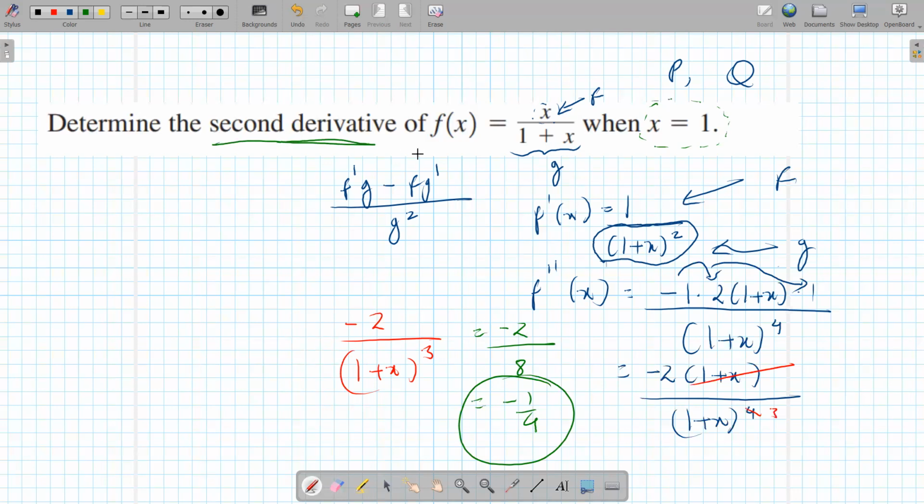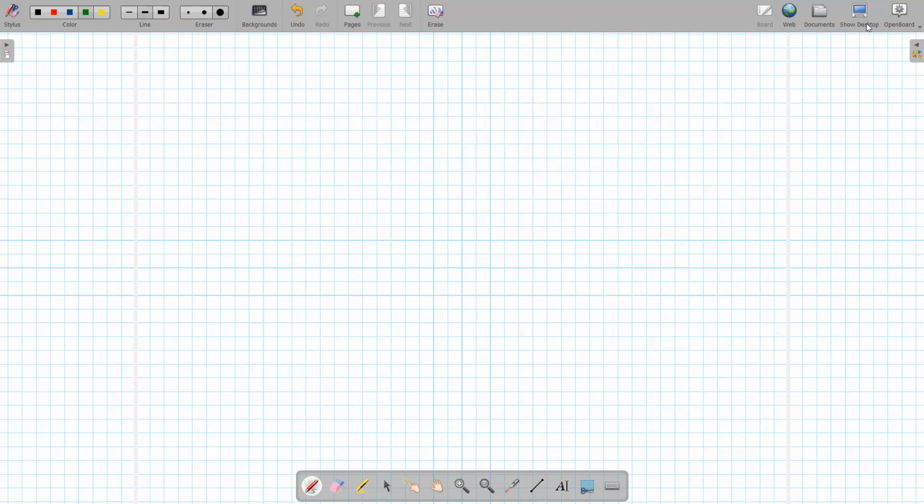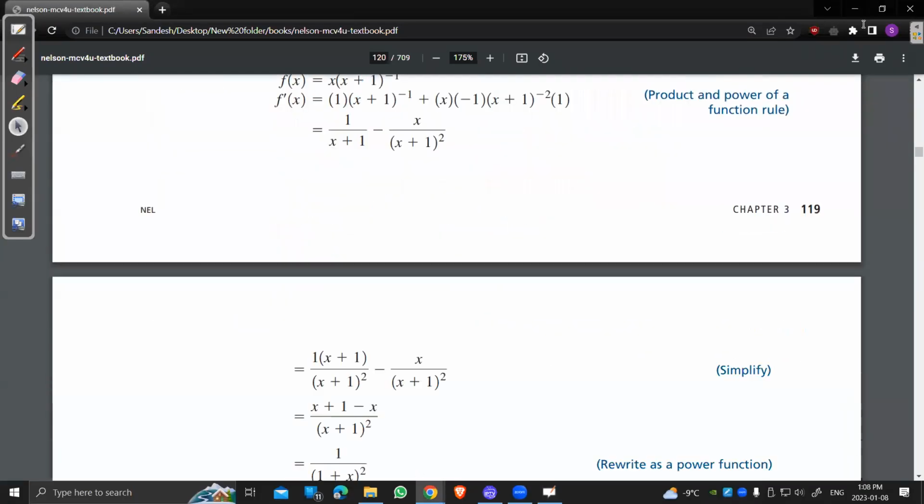Second derivative, first find the first one. This one was a quotient rule. Didn't really need the chain rule. I guess we needed the chain rule for this one, but it didn't really matter because the derivative of the inner part was just a 1.